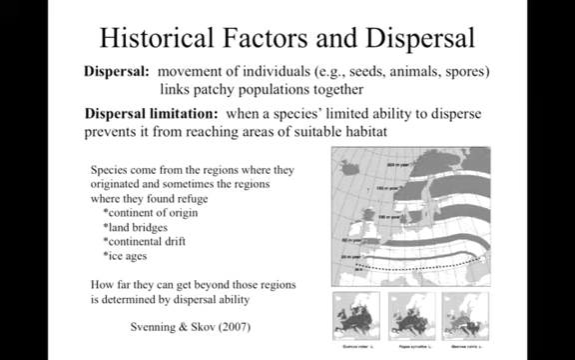So again, what matters in terms of where species are found is the continent where they evolved, any land bridges that allowed them to move from one continent to another, continental drift that brings different continents close together and then moves them far apart, and then of course ice ages. And then how far they get beyond those regions, whether they actually get from one continent to another, or whether they move up after an ice age, away from the refuge and towards other places, depends on their ability to disperse.